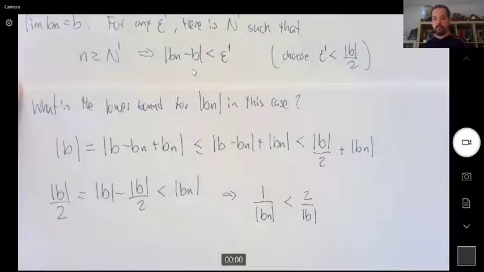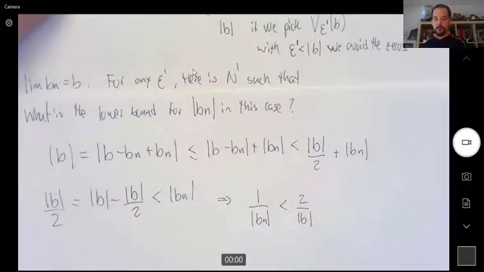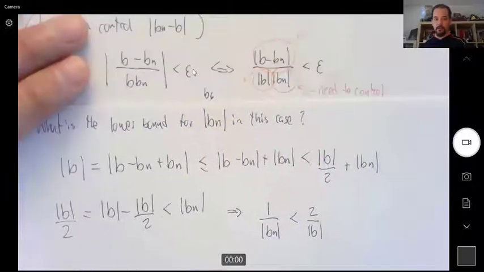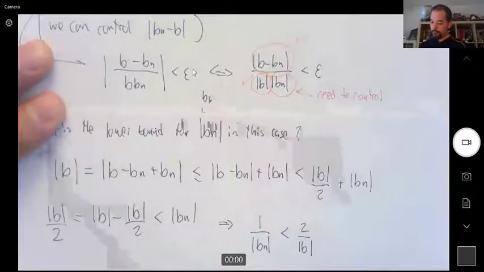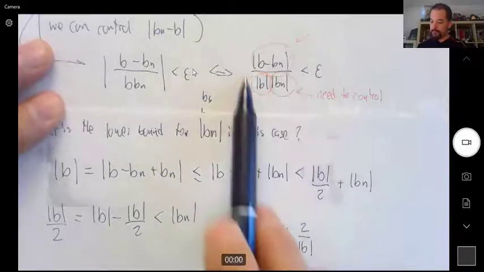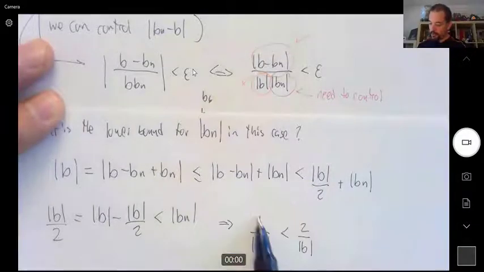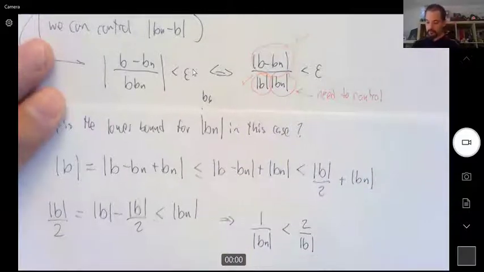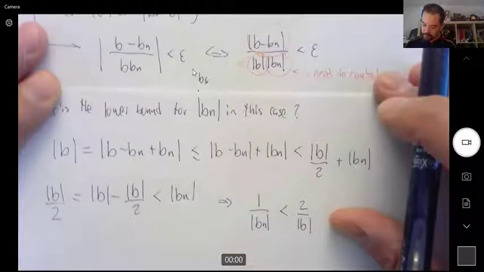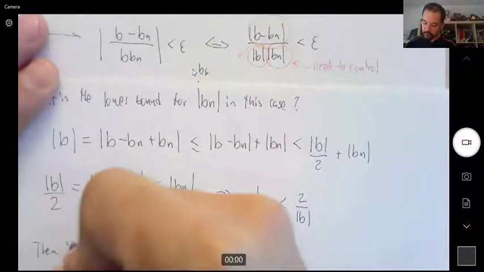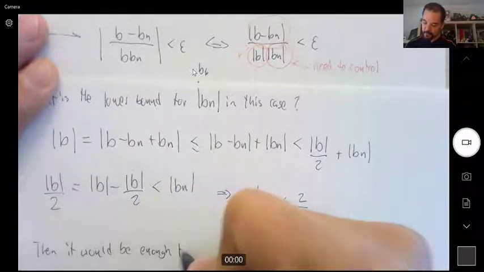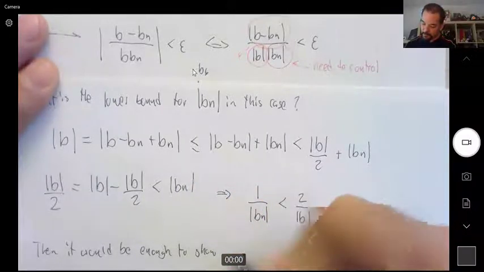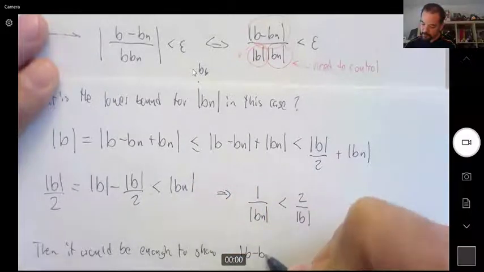Let me take you back to where we were. We were right here, yes, in the parts that we want to control. So this will be useful because now this part over here, the 1 over b_n, we can control with 2 over b, right? So then let me write over here. So then it would be enough to show absolute value of b minus b_n.